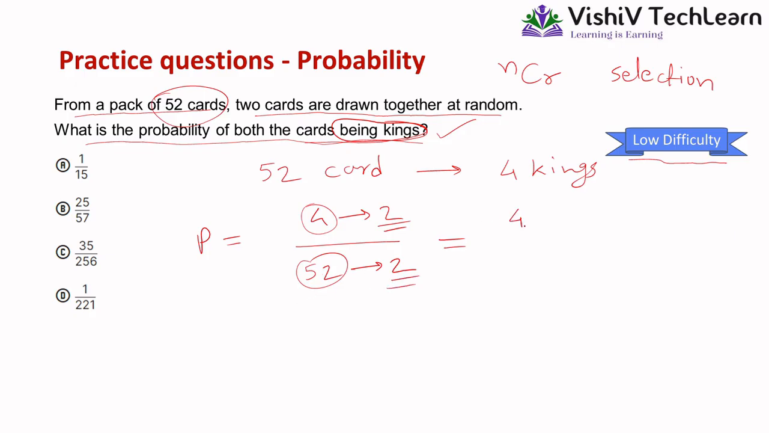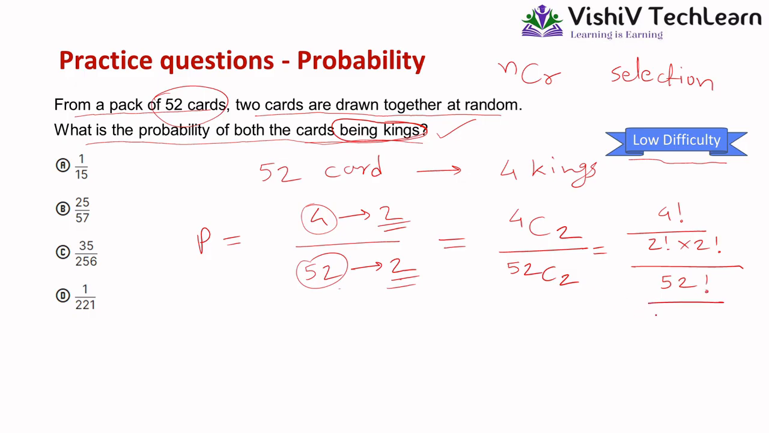How can it be done? To select 2 kings out of 4, 4C2 will be the formula. To select 2 cards out of 52, 52C2 will be the formula. Applying the formula n factorial upon (n minus r) factorial into r factorial, it is 4 factorial upon (4 minus 2) factorial into 2 factorial, divided by 52 factorial upon (52 minus 2) factorial, which is 50 factorial, into 2 factorial. Let's simplify this over here. So it will be 4 factorial upon 52 factorial multiplied by, this will go up and this will go down.